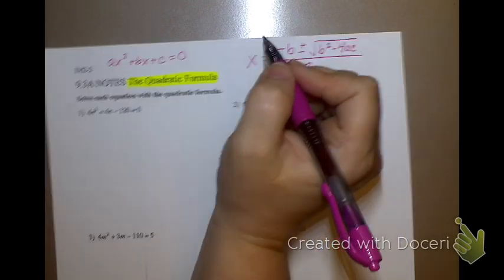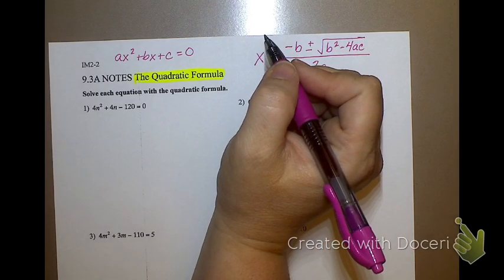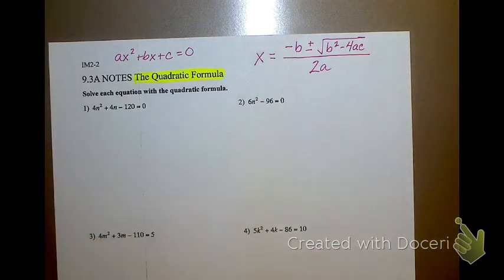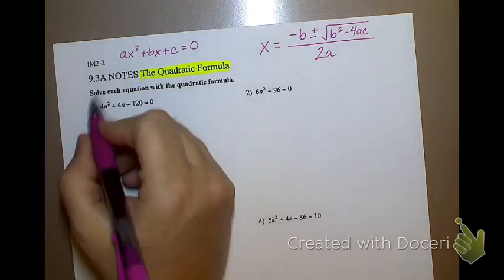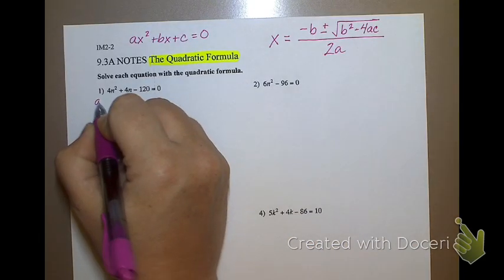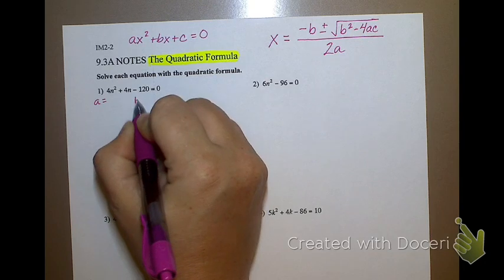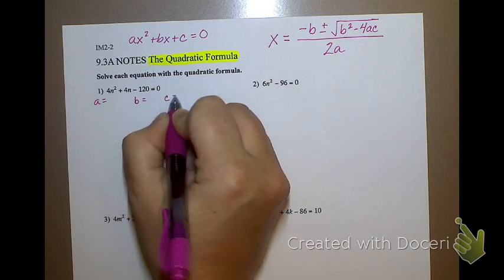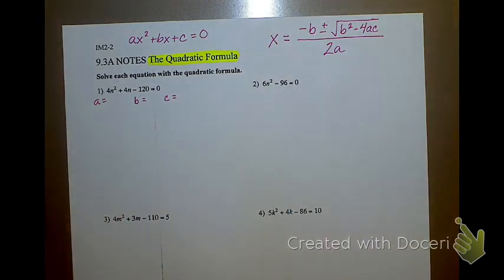AX squared plus BX plus C equals 0. There's an A, B, and a C. Interesting. Do you think those could be the A's, B's, and C's that go into my formula? Yes, they could be. So in this case, what I want you to get in the habit of writing down is I want you to identify what is A, what is B, and what is C before you actually get into the formula. That way you can hopefully keep your numbers straight a little bit.